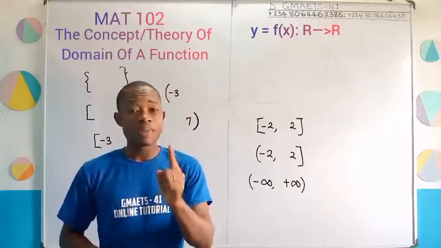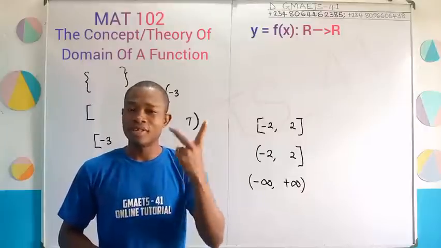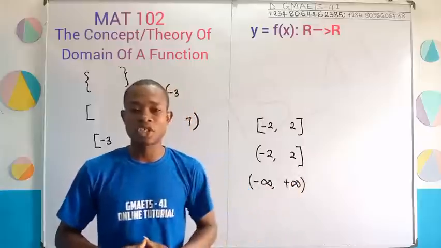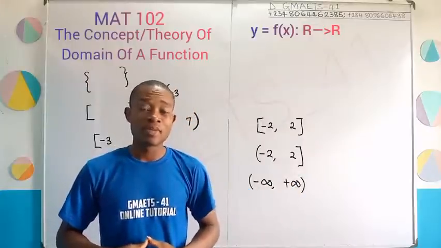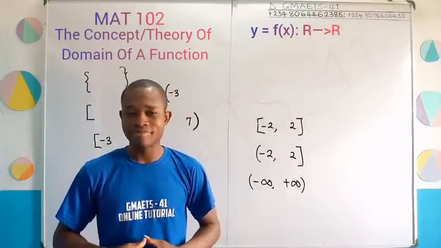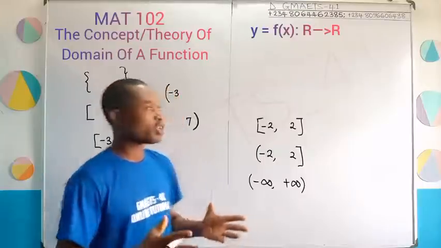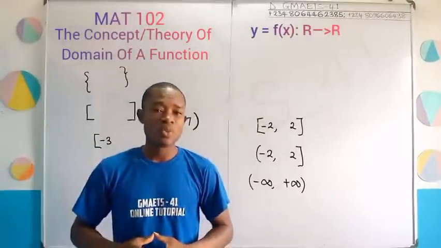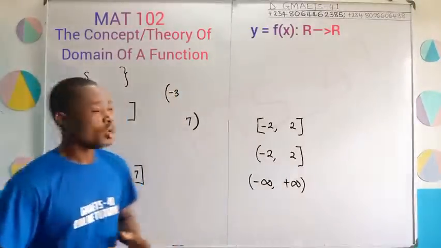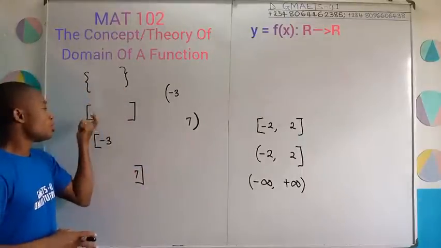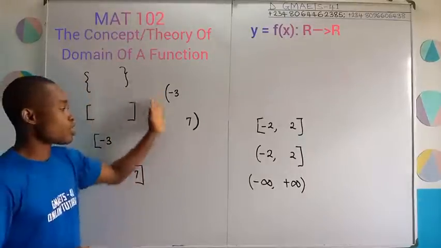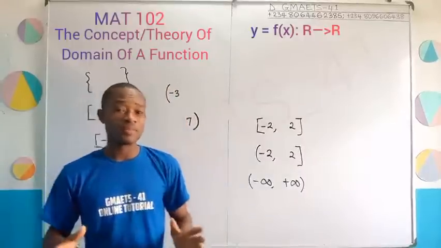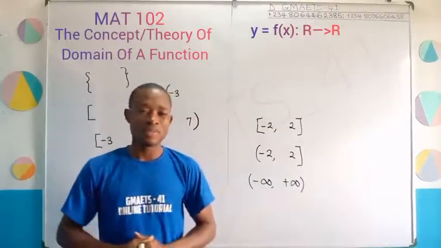Number one, the number must be a real number. Number two, the number, if you substitute it into the given function, it will produce another real number which we call the codomain. Then we concluded by talking about the three different types of brackets usually used when quoting the domain of a function. We use the brace bracket, we use this square bracket, and we use this curved bracket. And I interpreted the meaning of these bracket symbols as used in domain.